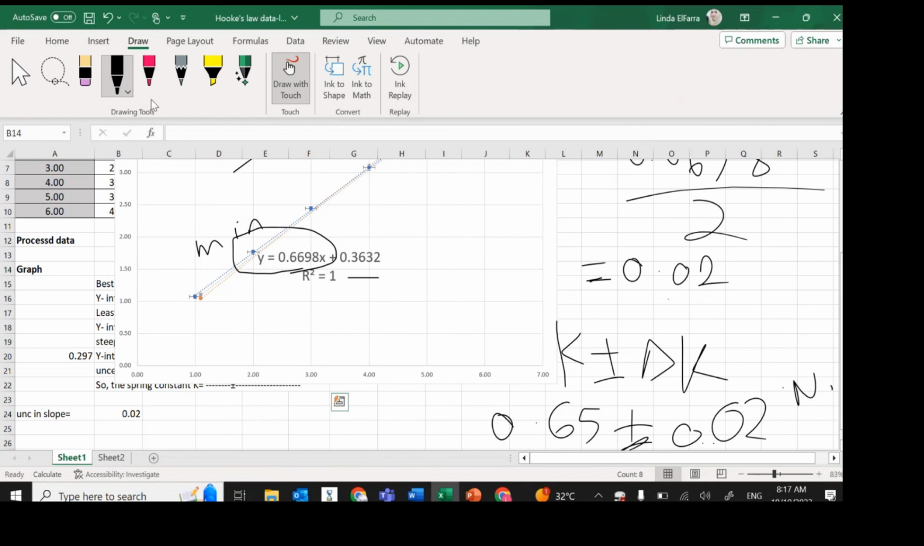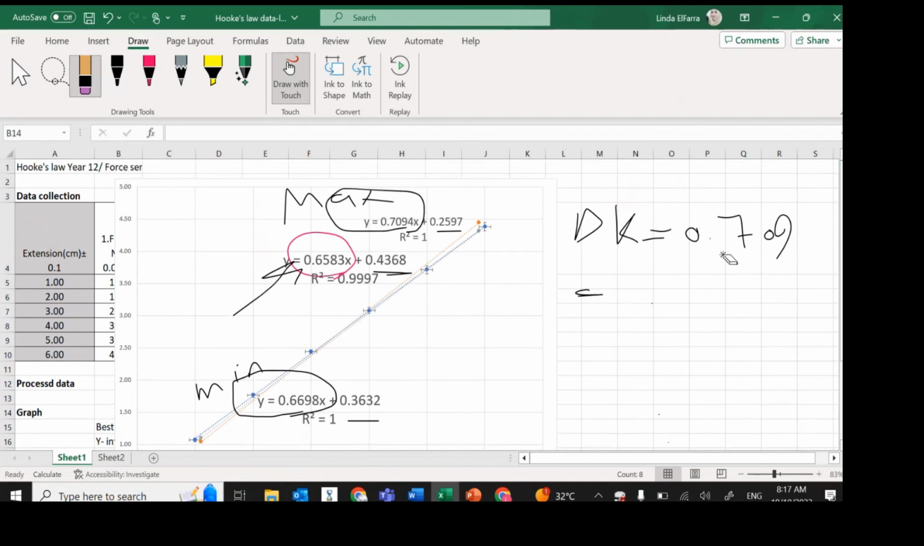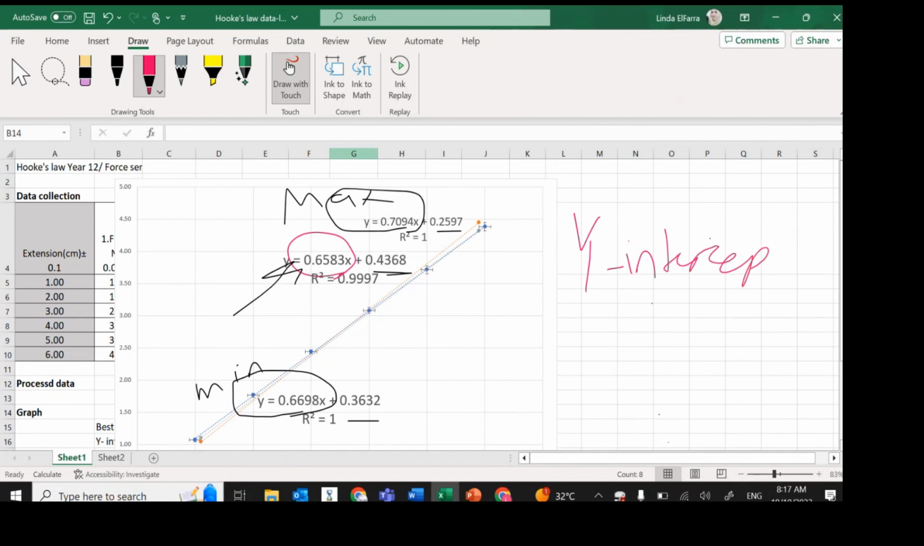Now for the y-intercept also, you have to write the value of y-intercept, positive or negative, the uncertainty. So for y-intercept, as we've done here before, let's just erase this one. The y-intercept value is this value, which is 0.4368. Now, positive or negative, the uncertainty. Uncertainty will be this value minus this value divided by 2.